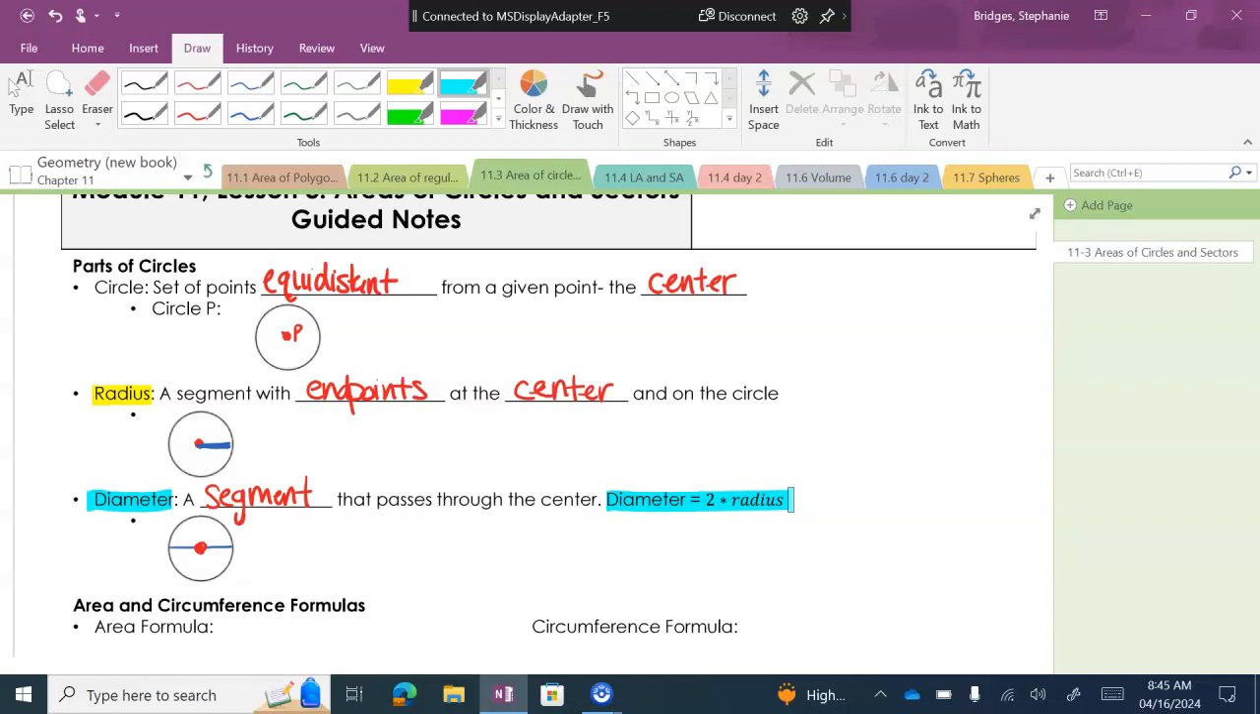Okay, everybody understand the difference between a radius and a diameter? Yes, no, maybe. Yes. Okay.